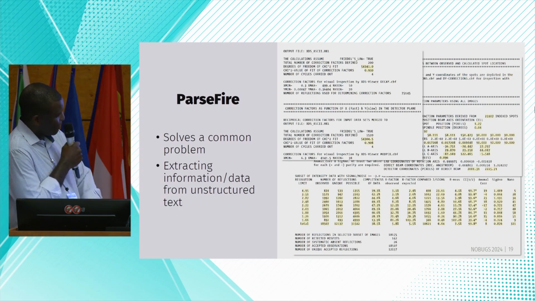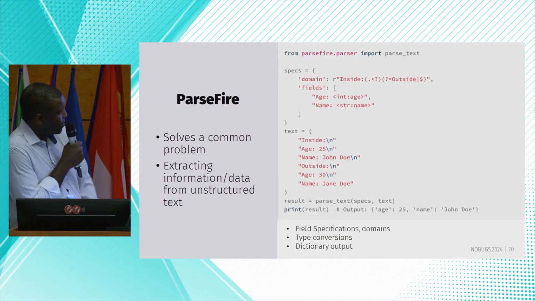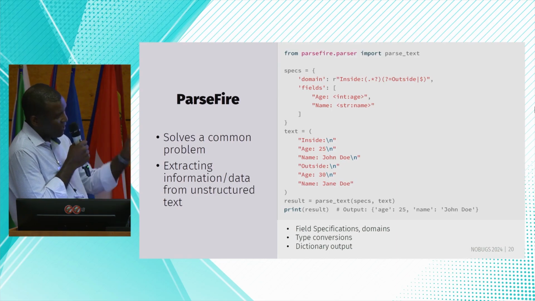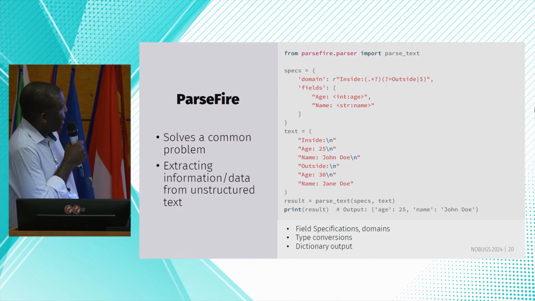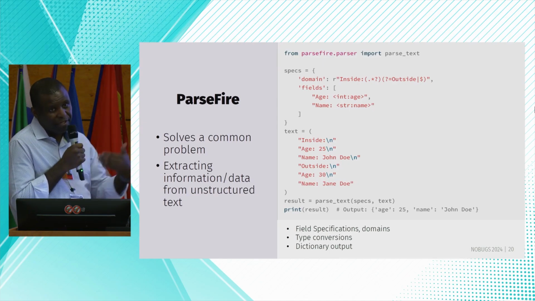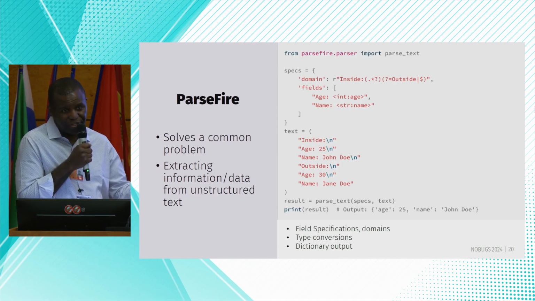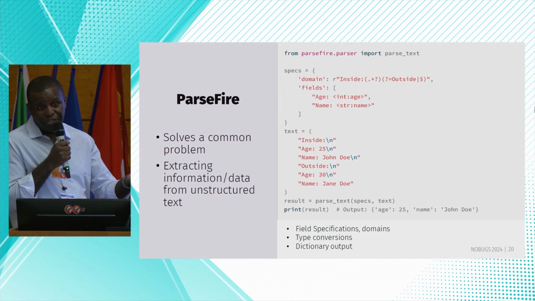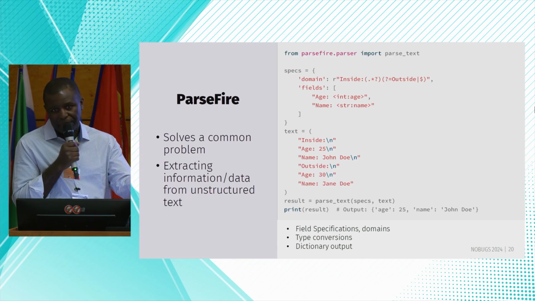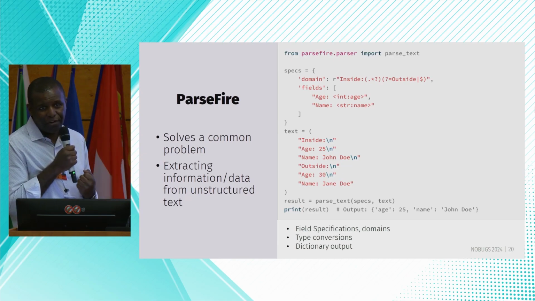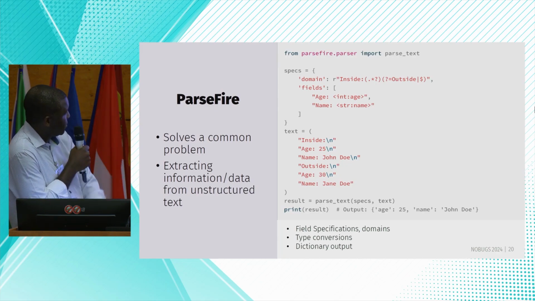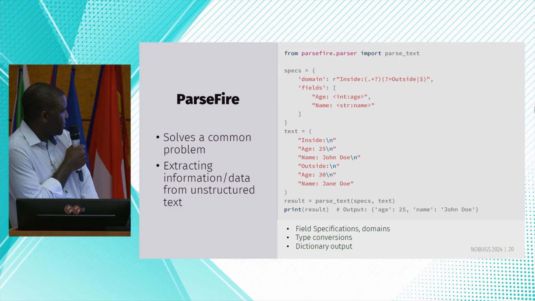But the Parsefire tool allows us to write a parser specification that specifies the type and the field name, and it uses that to generate a parsing regular expression. Then it parses the text file, extracts the data from it, and does the type conversion. So you just give it a parser specification, and then you get a dictionary out of Parsefire. That's an example shown there with the types. There are lots of different types that are supported, and you get a dictionary output.